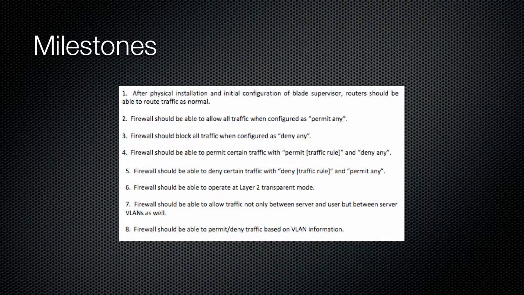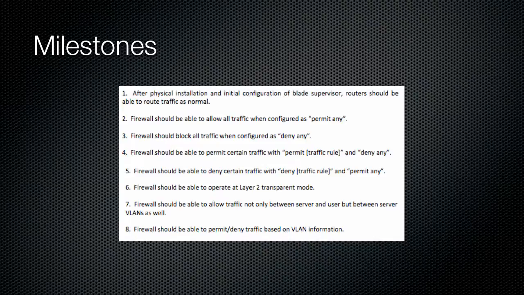The firewall should work in layer 2 transparent mode. There are 2 modes for the firewall: transparent mode and routing mode. The firewall should be able to operate at layer 2, which just makes it a bridge. It doesn't have a real IP address, and traffic just goes through it. There are no routing decisions that the firewall is making.